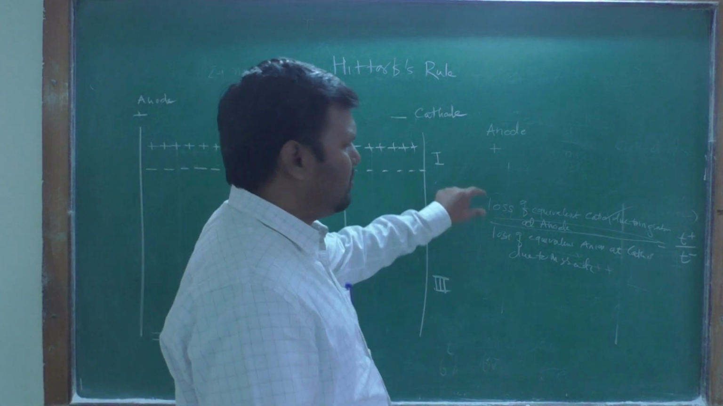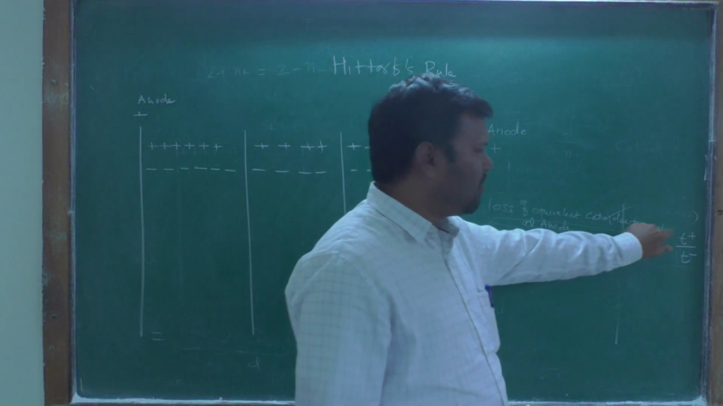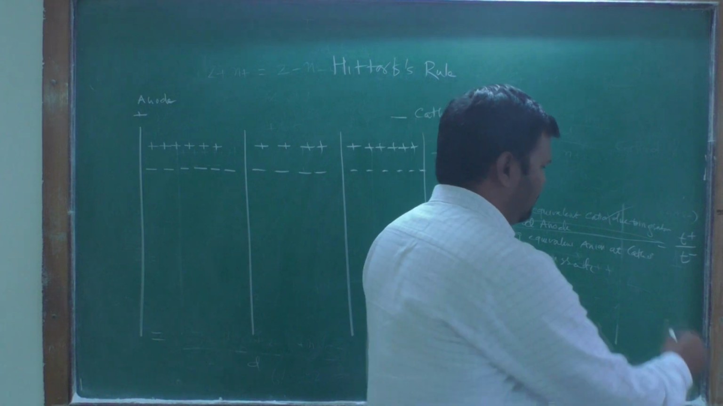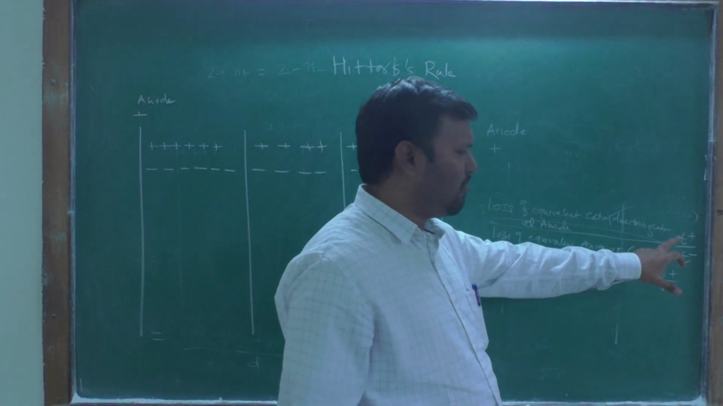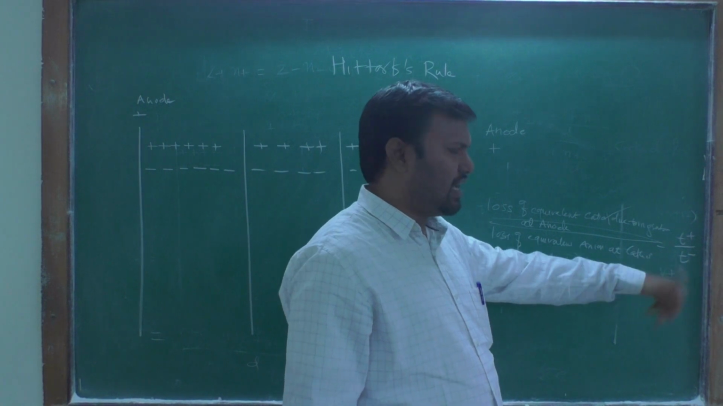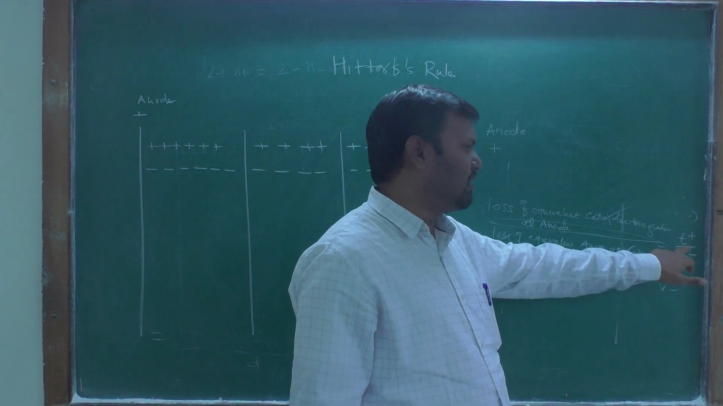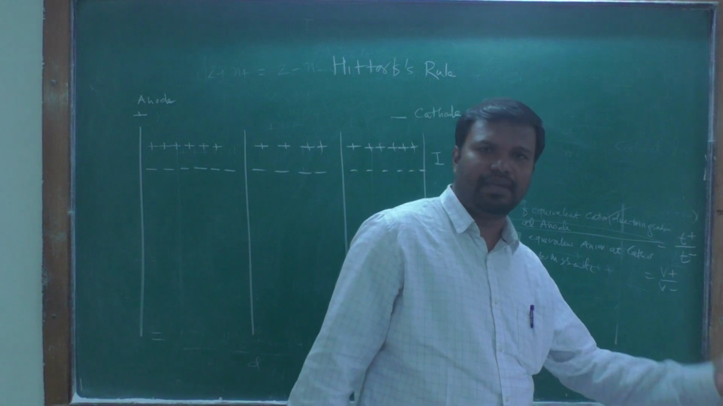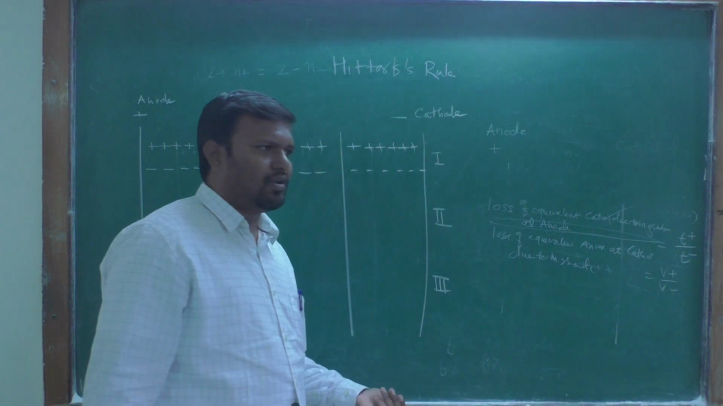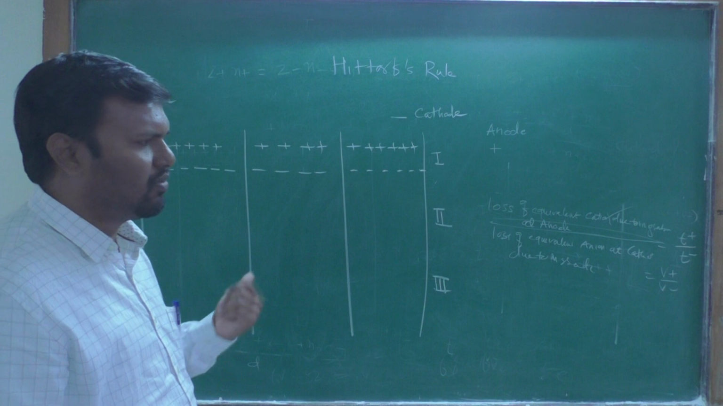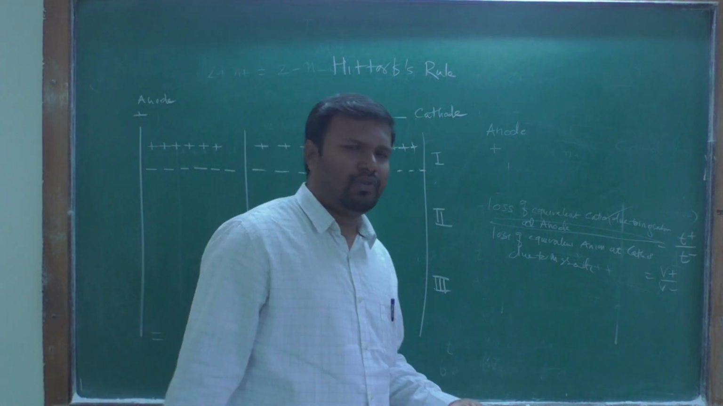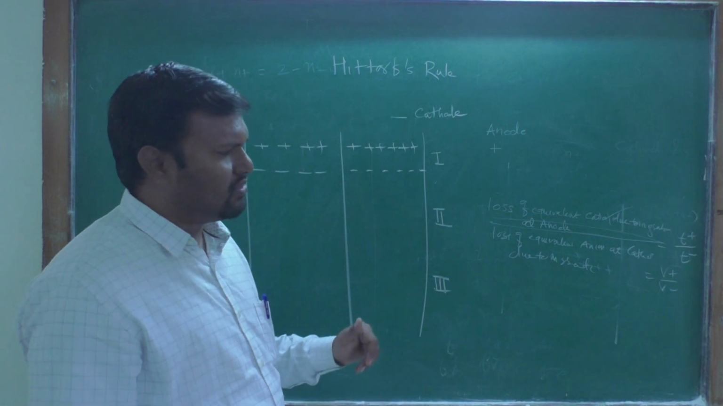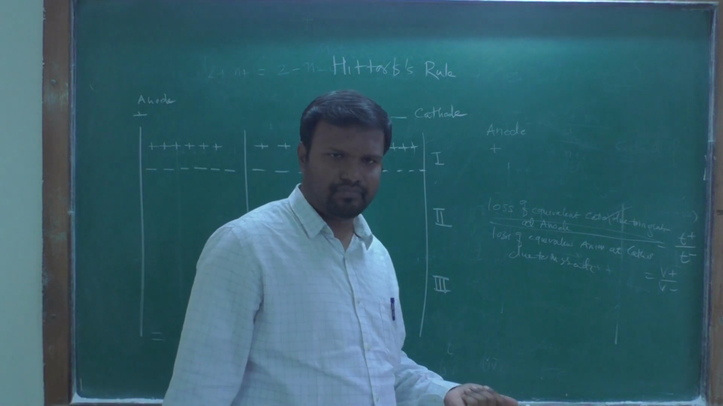The change in concentration is ultimately equal to V plus and V minus, because we have previously seen in transport number that T plus upon T minus is equal to V plus upon V minus. T plus is the transport number of cation, T minus is the transport number of anion. V plus is the migration velocity or absolute velocity of cation, V minus is the absolute velocity of anion.